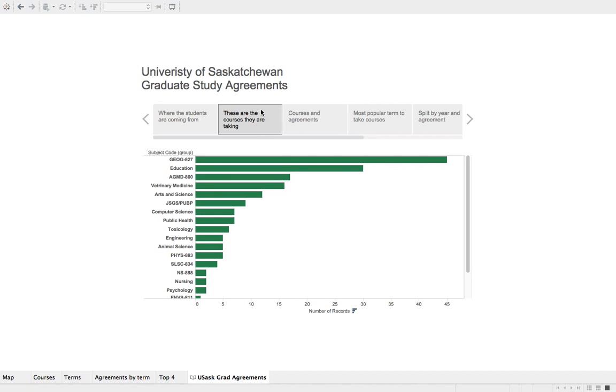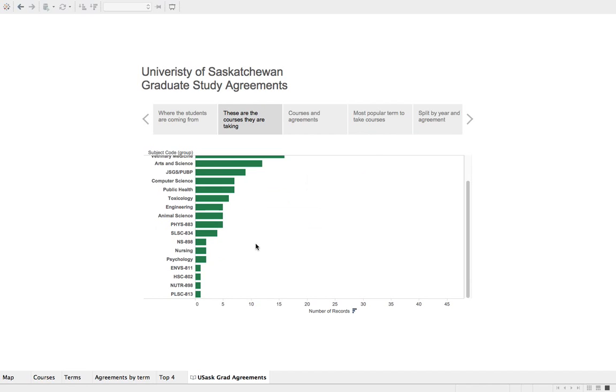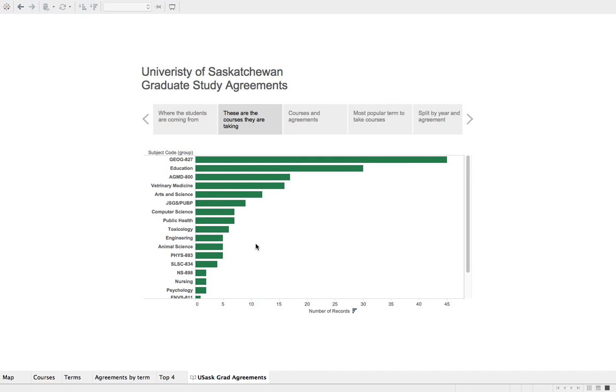Next, I wanted to show which courses are being taken. There are a lot of courses being taken by these students, so I grouped a lot of them into the separate departments. For example, education, there are about 15 different courses being taken, and I grouped them under education. This meant I was able to shorten my list significantly that way and create a much cleaner visual.